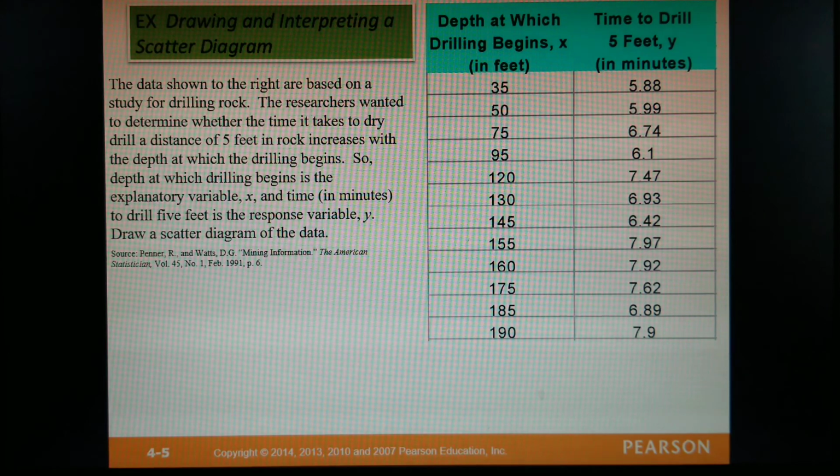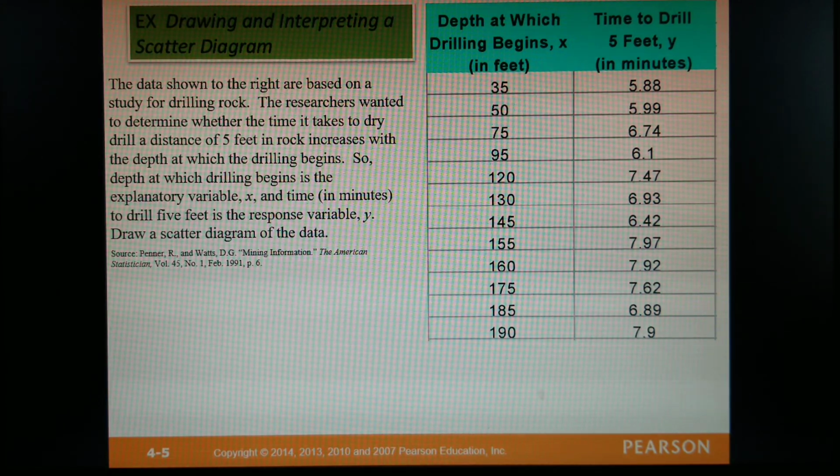All right, so at this point, I need you to get your calculator, your formula sheet, and your packet of notes. Once you have those items, go ahead and pause your video and come back. All right, so now that you have your calculator, your formula sheet, and your packet of notes, we'll continue.